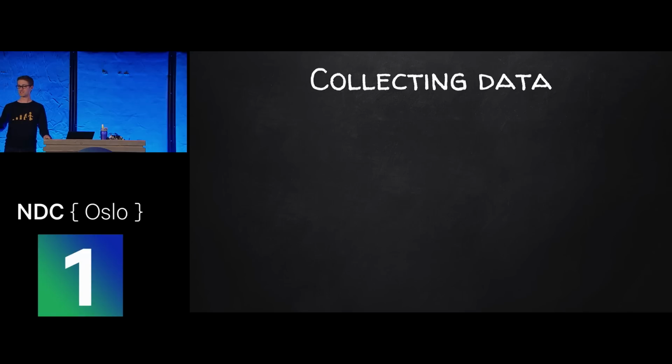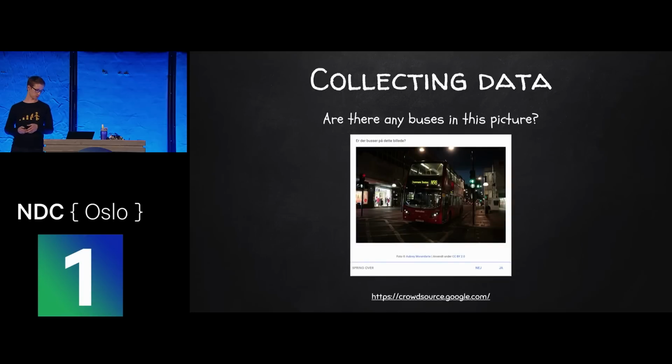And if we take a step back to when we looked at this Google Vision API, where Google can tell us what is on a picture, actually, you can also help Google collect sample data for this. You can, for example, go to crowdsource.google.com. I did that. I registered, and now, if I go into this site, Google gives me questions. They gave me this question. Are there any buses in this picture? And I can select no or yes. And I, of course, selected yes, because there is actually a bus in this picture.